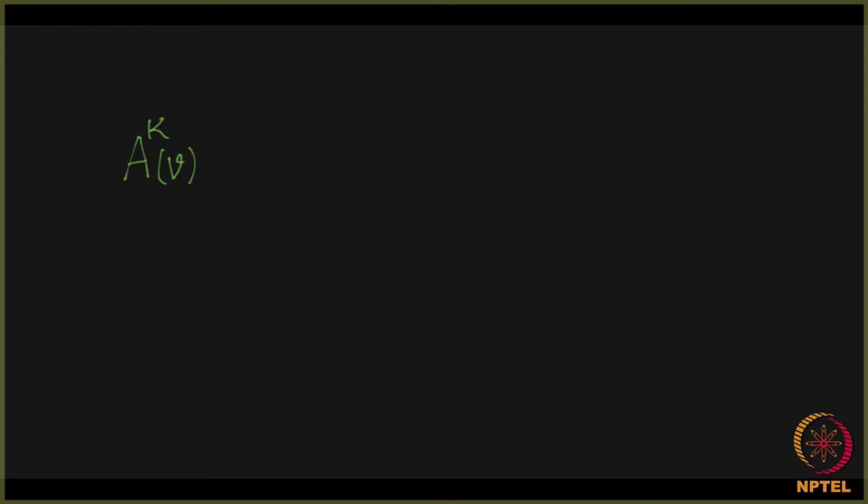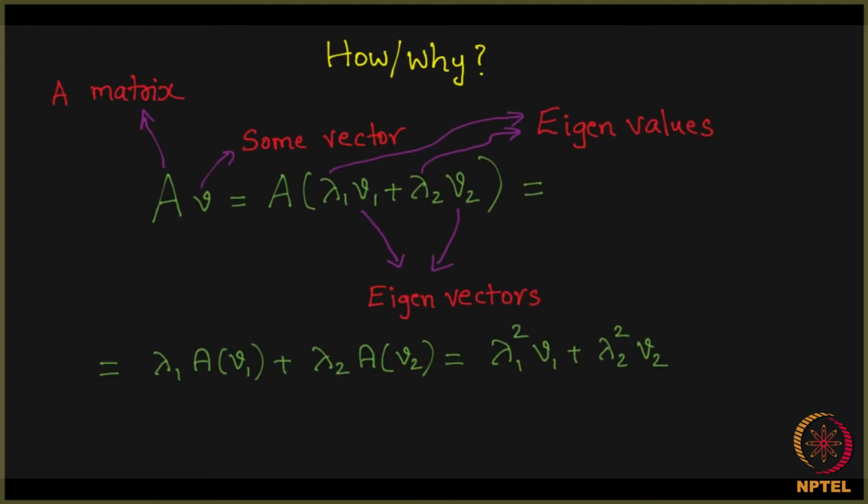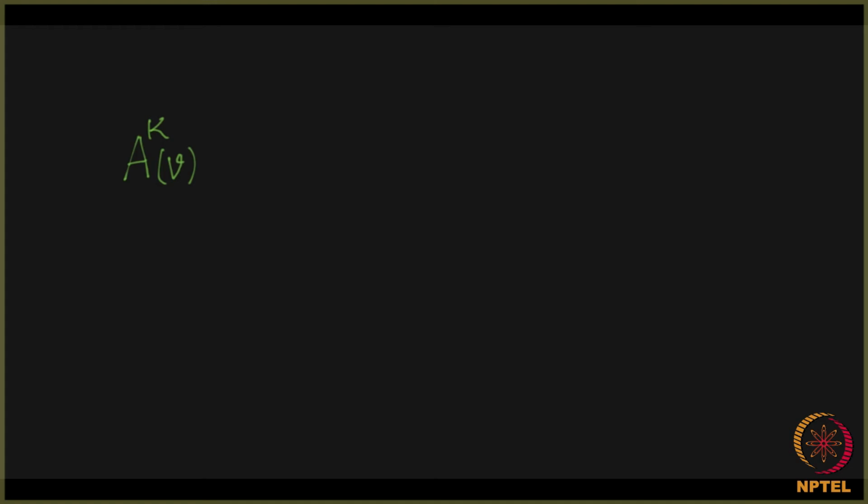Why? Pretty obvious. Look at the previous slide. If you're confused, understand this carefully and you'll understand what I'm doing here. This gives me lambda 1 to the k times V1 plus lambda 2 to the k times V2. Correct? Perfect. So far so good, absolutely no confusion so far. Observe carefully. Let me assume lambda 1 is greater than lambda 2.